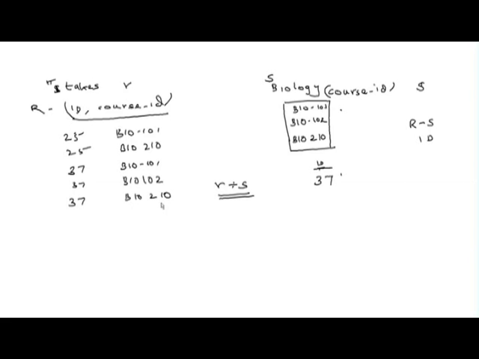37 bio 210, it is present. So certainly 37 is in the result. Supposing 25, we wanted to check if 25 is in the result. We take 25 101, sure, it's in the input relation. 25 102, sorry, it's not there. 25 cannot be in the result.